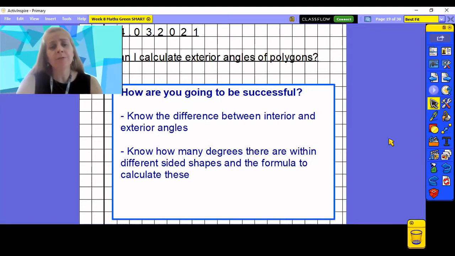Today we need to look at the difference between interior and exterior angles. We looked at the beginning of that yesterday, but we will refresh our memory today. And then we need to know how many degrees there are within different sided shapes using our help sheet and the formula that we were talked through yesterday. At this point in the lesson, you should have had a chance to complete your arithmetic practice, and then we can go straight into our main learning.